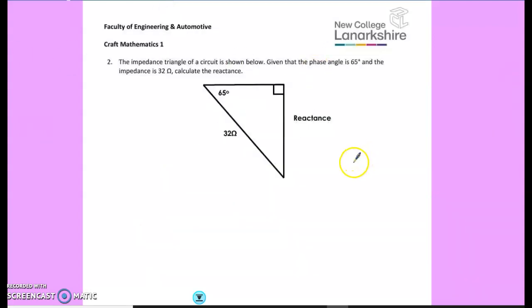Okay, question 2. Question 2, we've got a triangular circuit, we've got a phase angle of 65 degrees. We've got the hypotenuse here is 32 ohms and we want to find the reactance. Okay, so I know the hypotenuse, I want to find the opposite. Not interested at all in the adjacent. So looking at SOHCAHTOA, I know the hypotenuse and I want the opposite, so I'm using sine.